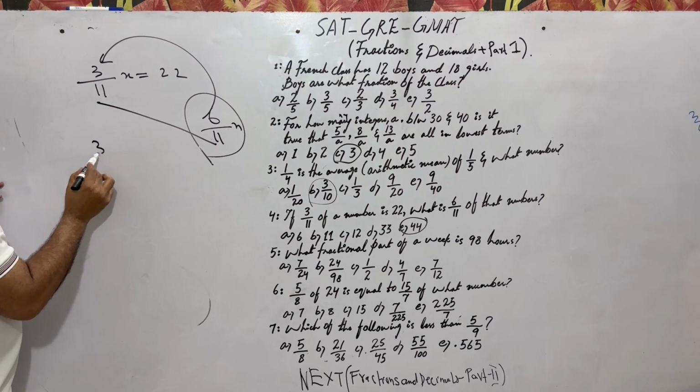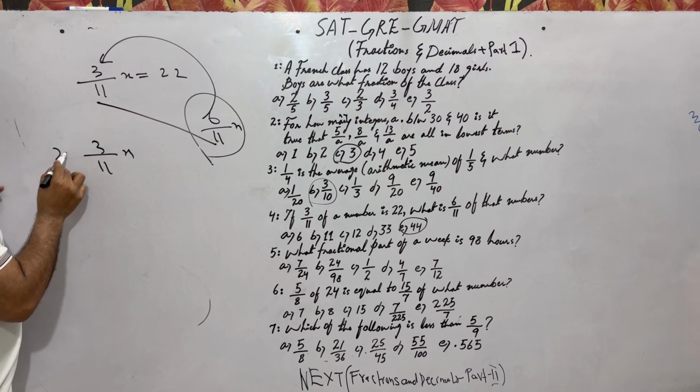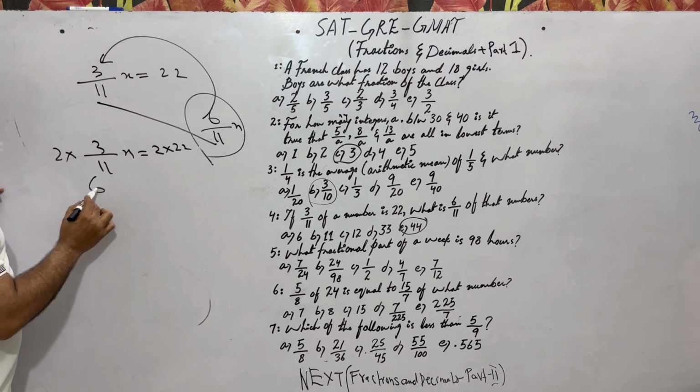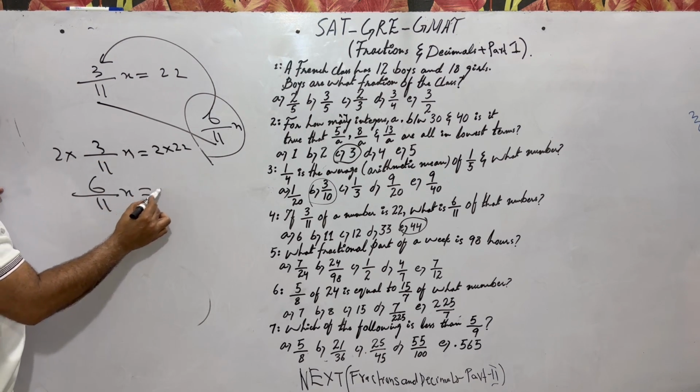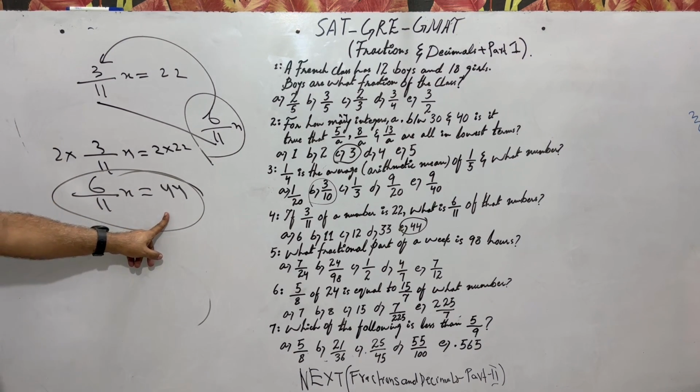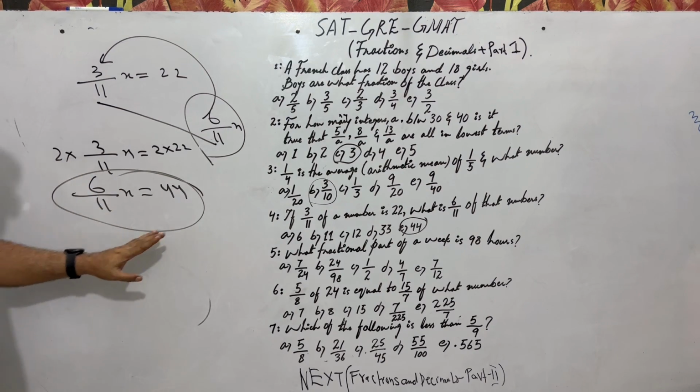Just multiply by 2. 3 upon 11 x, multiply 2 on both sides. 2 times 3 is 6. 6 over 11 of the number is equal to 44. So 6 upon 11 of that number is 44.